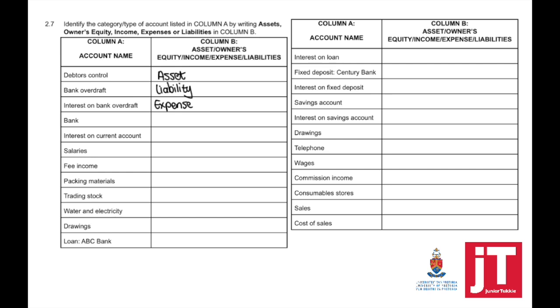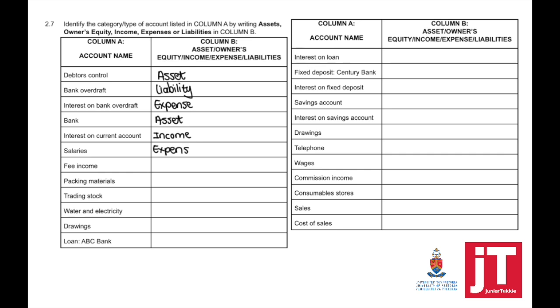So that interest is regarded as an expense to the business. Bank is an asset, and to be specific, it's a short-term asset, so it will be regarded as a current asset. Interest on current account is when you have money in your bank account. You can earn interest for having money in your bank account. That is an income to the business.